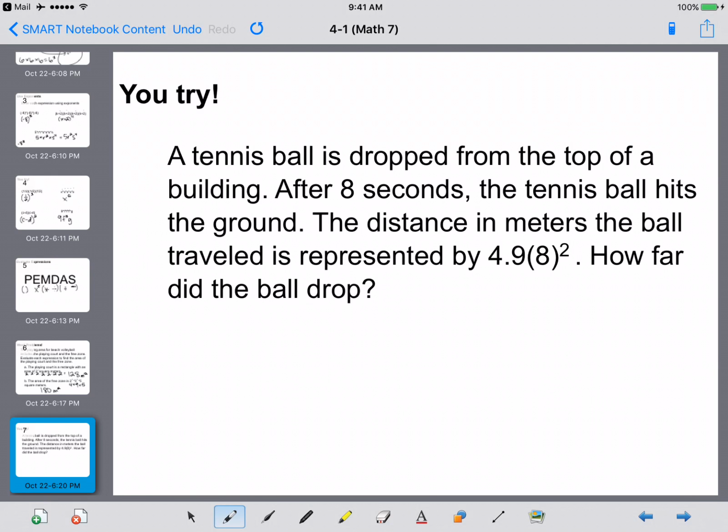So it says a tennis ball is dropped from the top of a building. After 8 seconds, the tennis ball hits the ground. The distance in meters the ball traveled is represented by 4.9 times 8 squared. How far did the ball drop? So I need to follow PEMDAS.